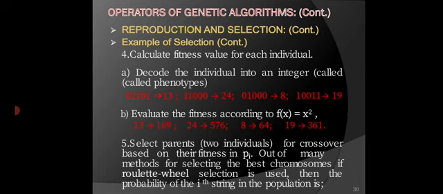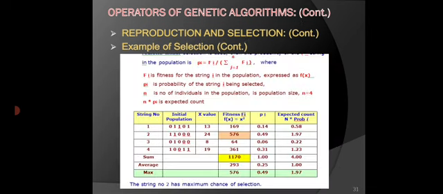Now select parents. Select two individuals for crossover based on their fitness. Out of many methods for selecting the best chromosomes, if roulette wheel selection is used, then the probability of the i-th string in the population is given by this equation. This is the first operator applied to this problem, f(x) = x square, and the method is roulette wheel selection. So this is the equation for roulette wheel: pi = fi divided by sigma fi.